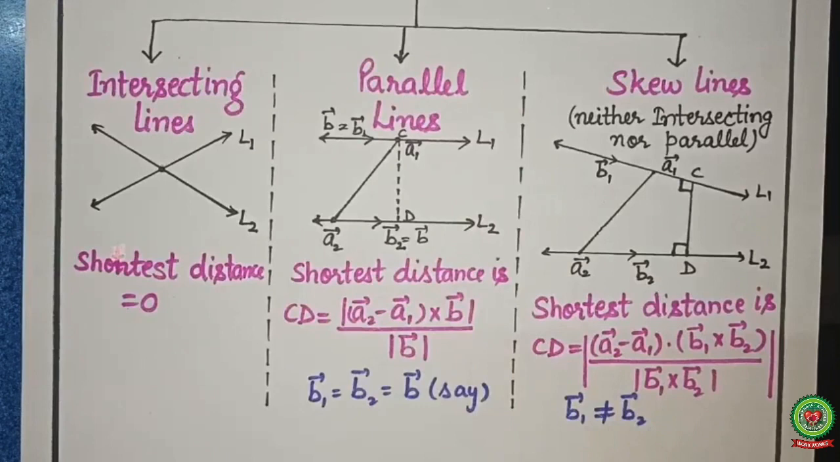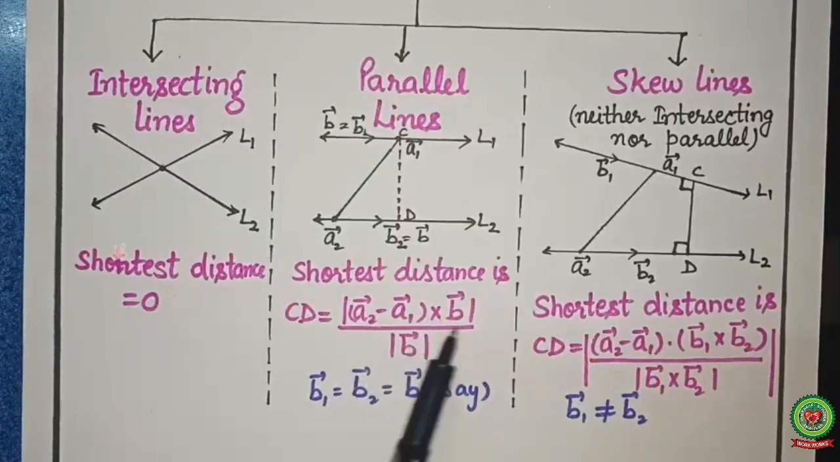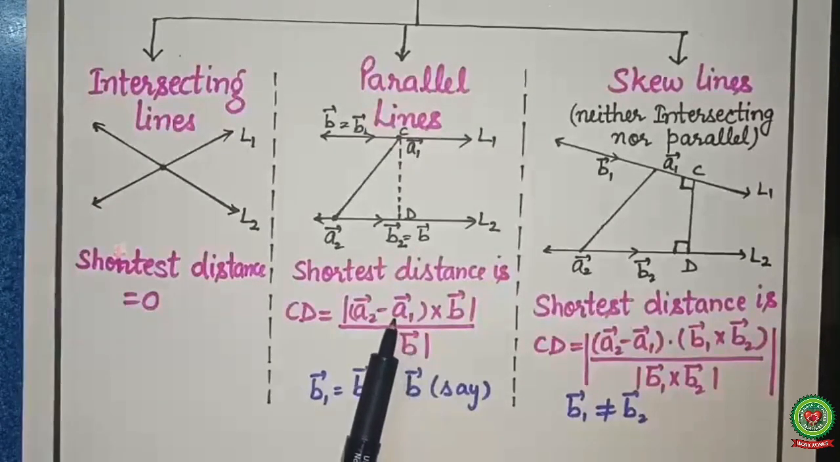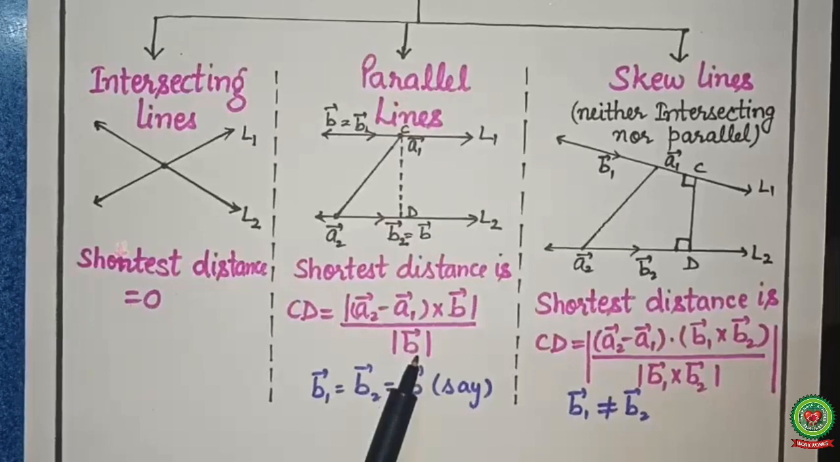And CD is the shortest distance between two parallel lines, because the distance remains the same between two parallel lines. So the shortest distance formula is CD equal to mod of A2 minus A1 vector cross B vector, that is the direction ratio, where A1 and A2 are the passes through points, divided by mod of B vector. When you calculate these values, it will give us the shortest distance between two parallel lines.